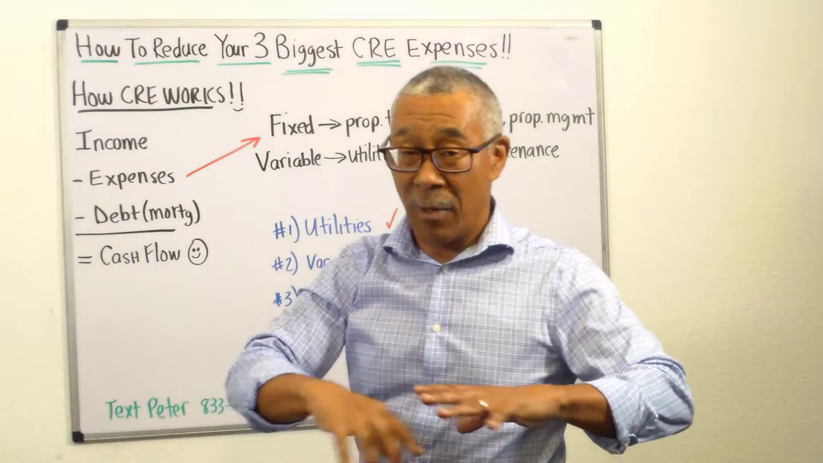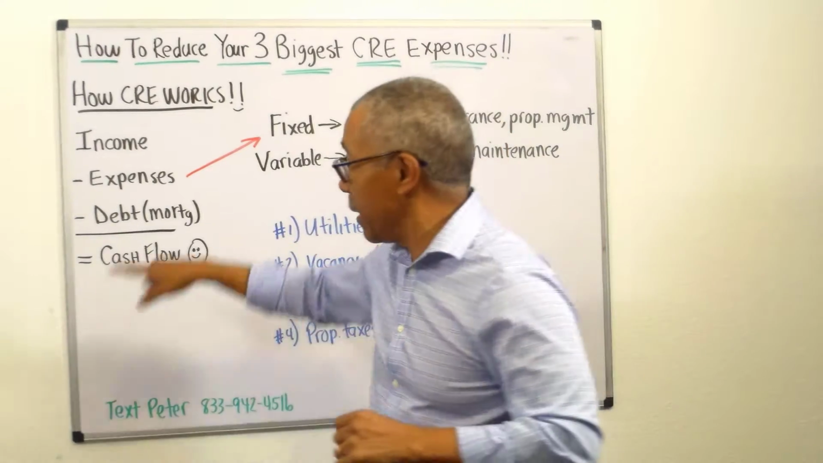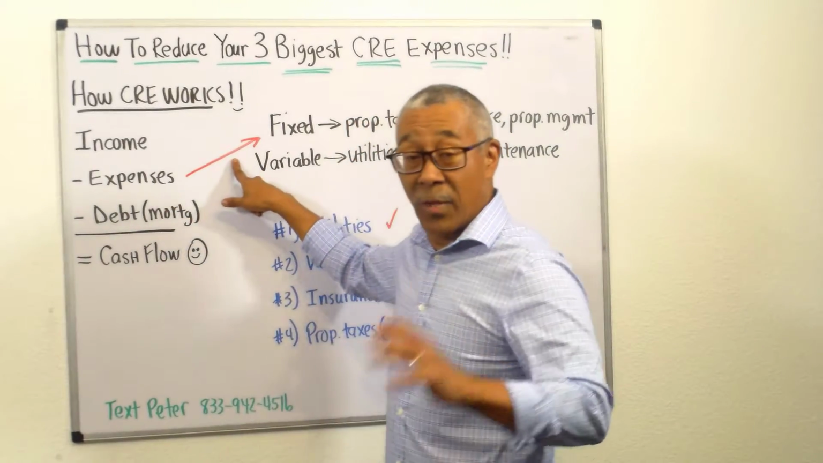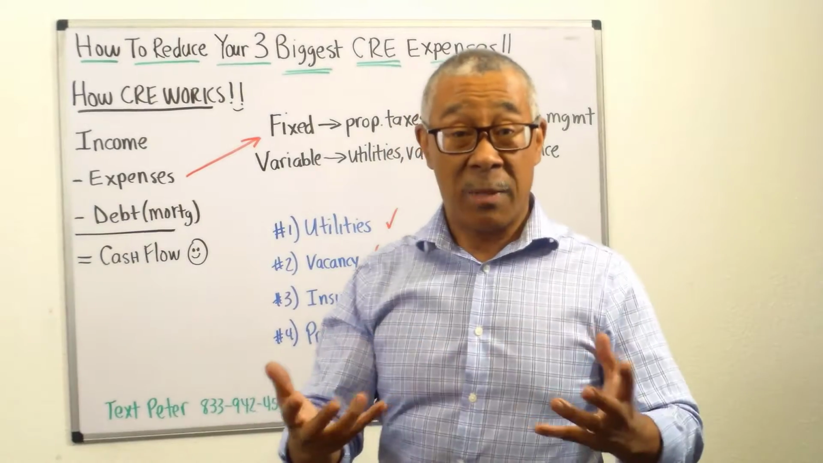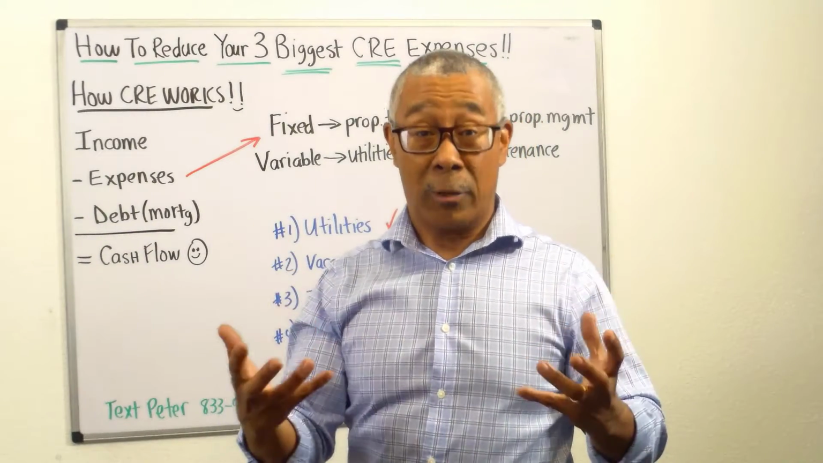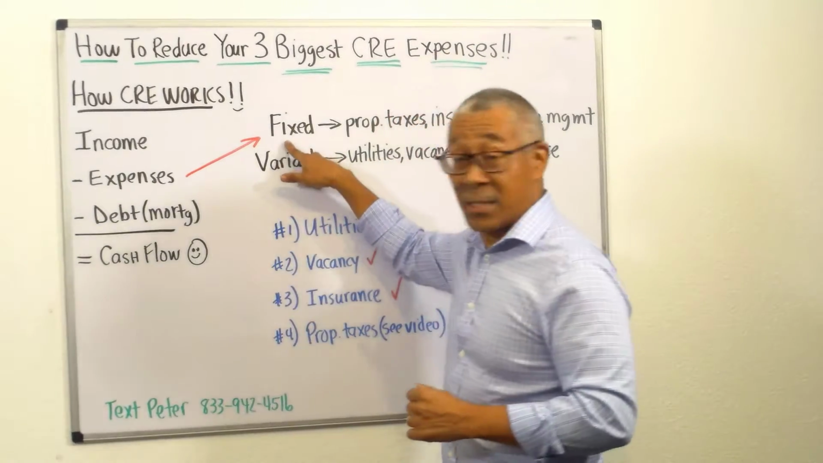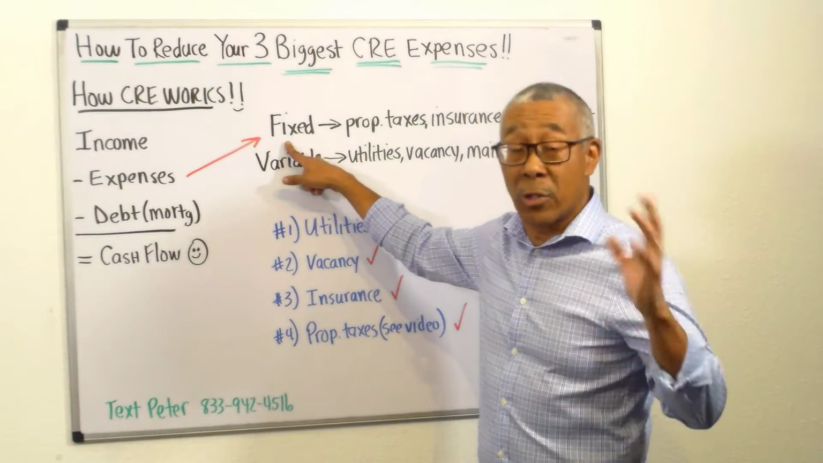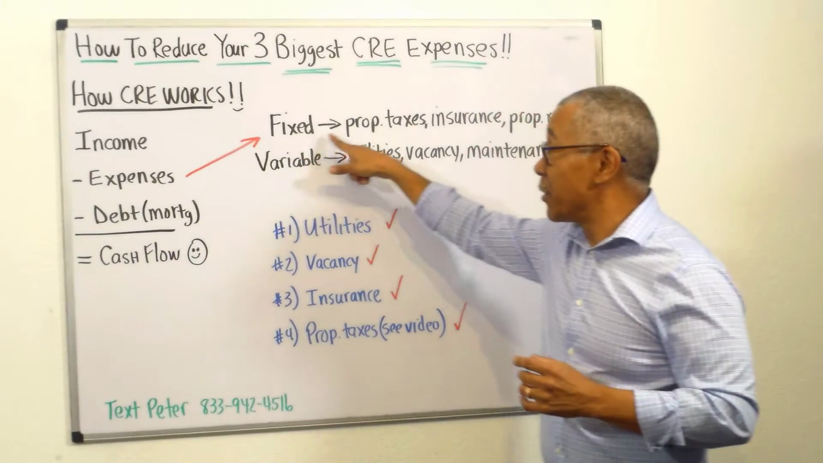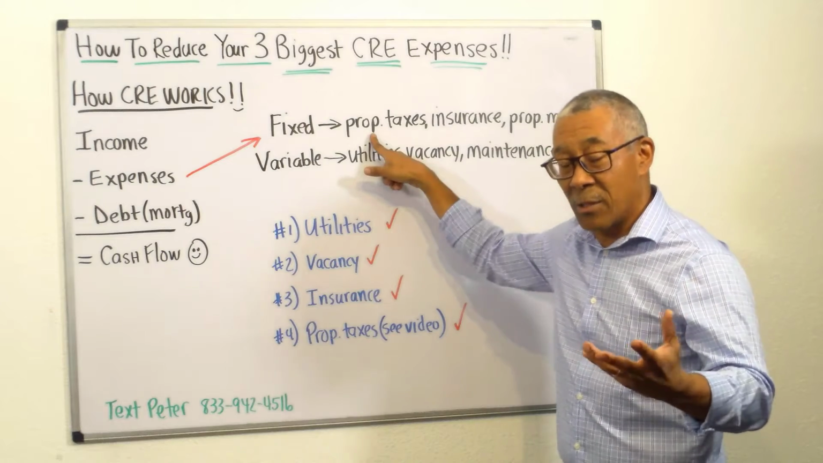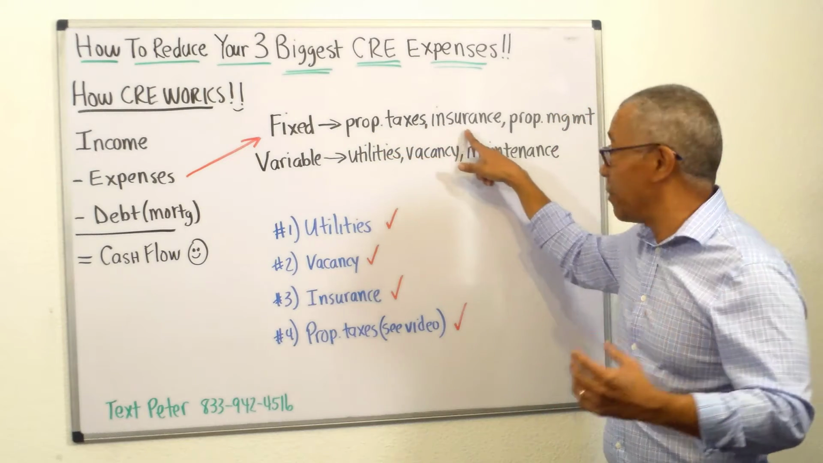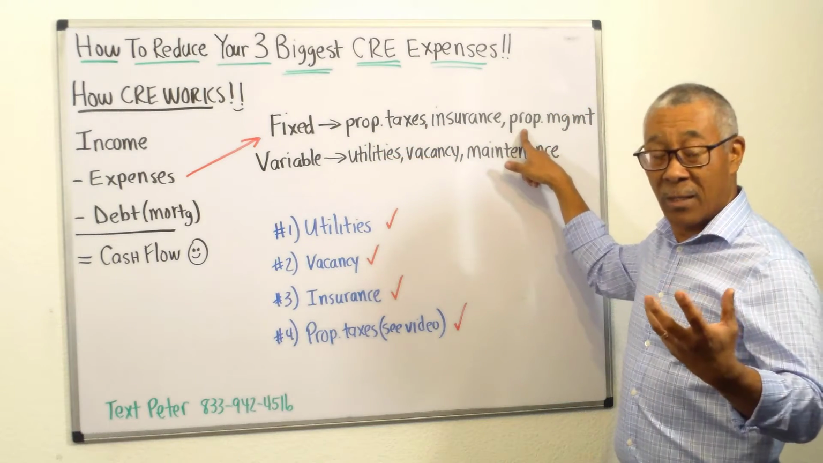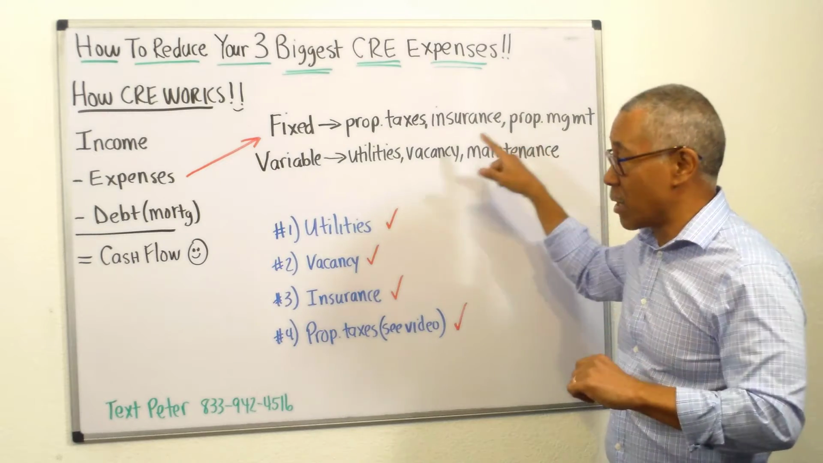In this video, I'm only going to focus on one component here, and that is the expenses. In commercial real estate, expenses are broken up into 2 categories. We have your fixed expenses where we know what those are going to be every single month, and they include what your property tax is going to be, what your insurance is going to be, and what your management fees are going to be every month. We know what those are.